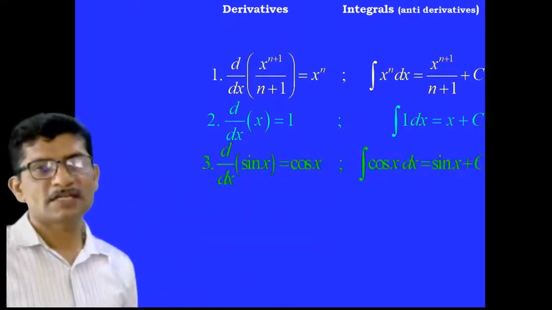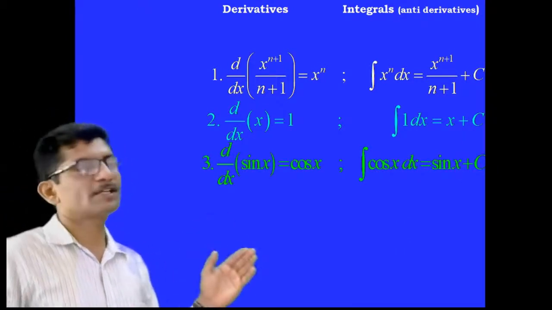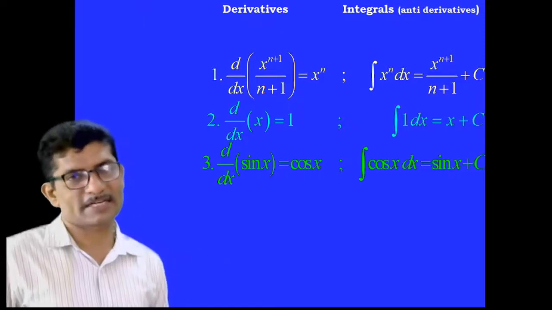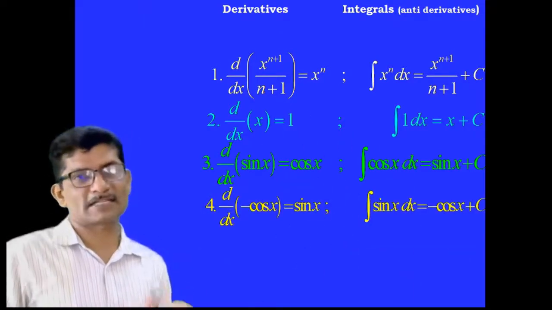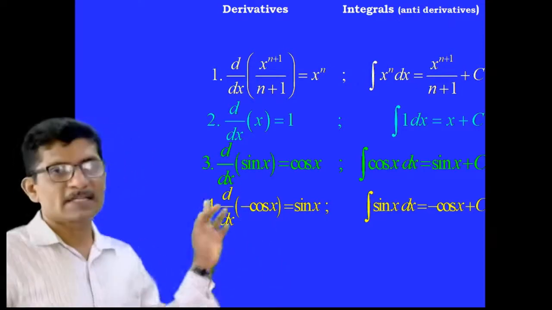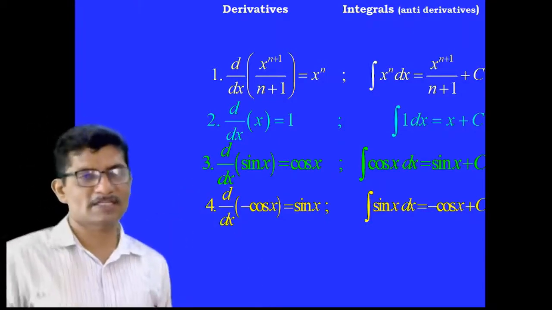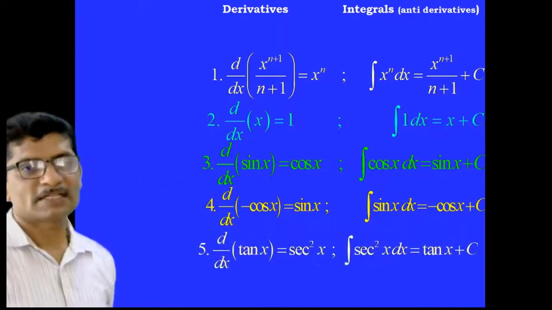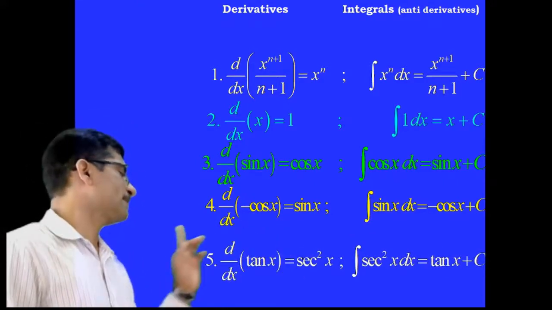The third one is integration of cos x: the derivative of sin x is cos x, therefore integration of cos x is equal to sin x. The fourth one is the derivative of minus cos x, which is equal to sin x. Cos x derivative means minus sin x, so minus cos x derivative is equal to sin x. Therefore, integration of sin x with respect to x is equal to minus cos x. The fifth one is the derivative of tan x equal to secant square x. Therefore, integration of secant square x is equal to tan x. It is clear?